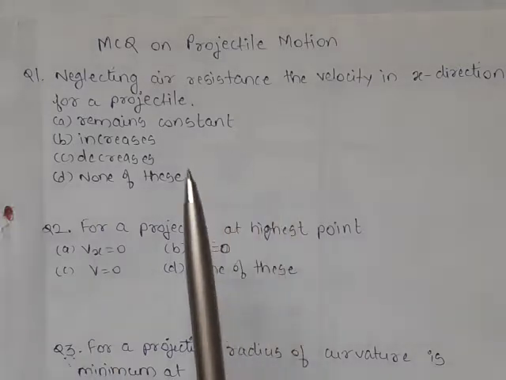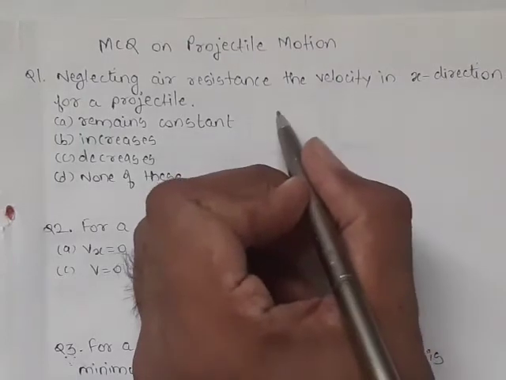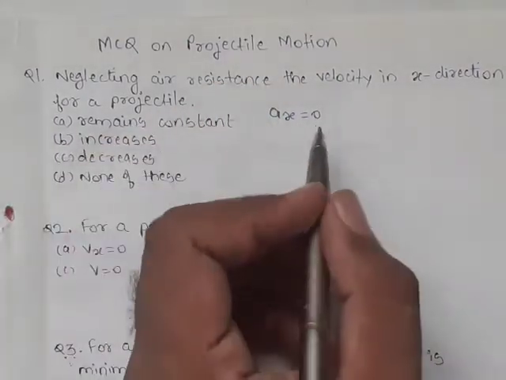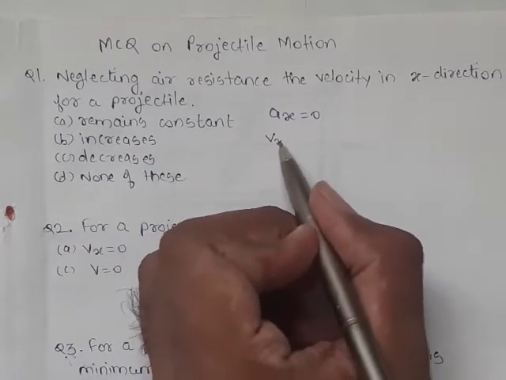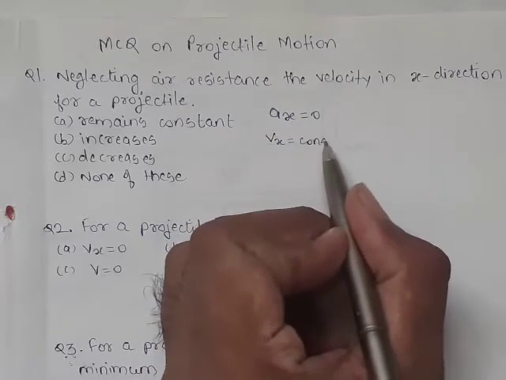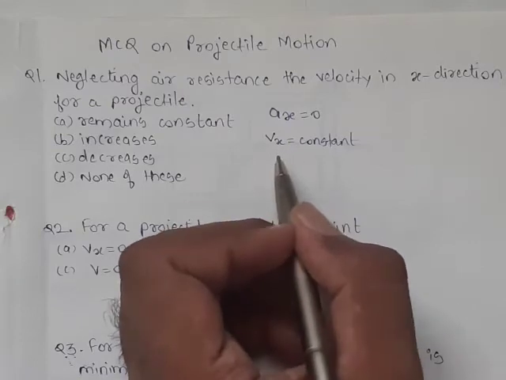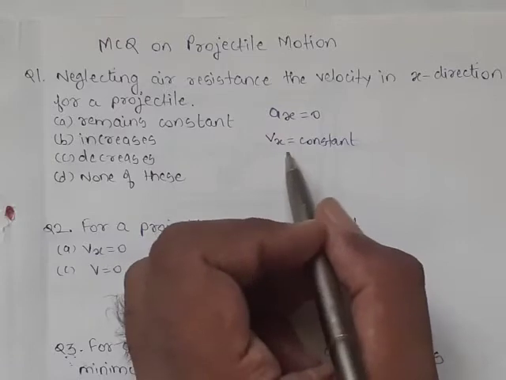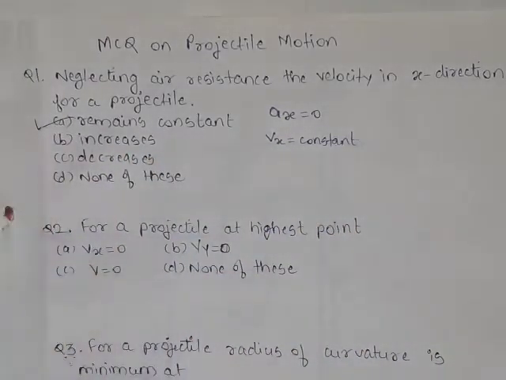For a motion along x direction, we assume a uniform motion, that is the x component of acceleration, ax, is assumed to be 0. This ax is 0 when velocity along x direction is taken equal to a constant, meaning we are assuming that vx is constant. So vx is constant, and differentiating with respect to time, ax will be 0. So here the x component of velocity we have to take equal to constant. So option A is correct.